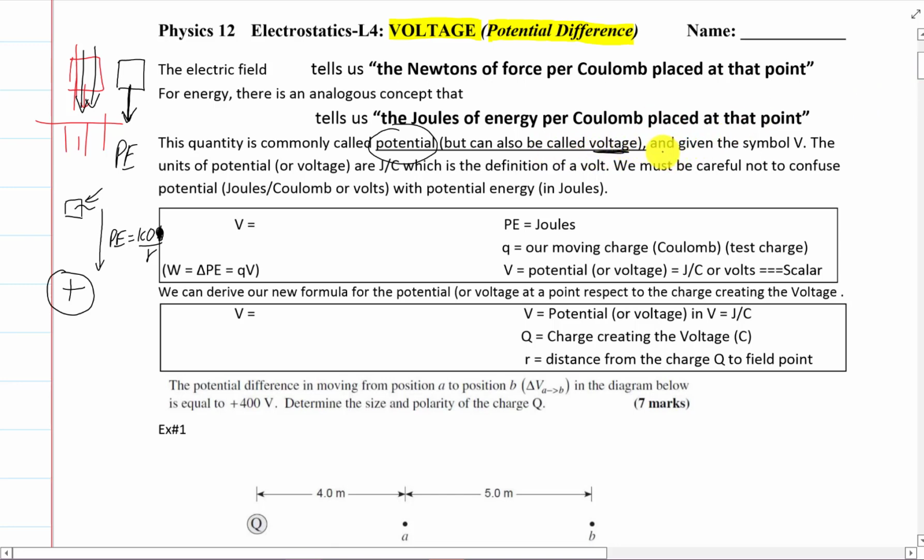Now, not really, voltage is the change in potential. It's a potential difference, and we give it the symbol V. The units of potential are joules per coulomb. It'll have so many joules of potential energy depending on how many coulombs of charge we put in this location. This is still a location here, and we have to be careful not to confuse joules per coulomb with just joules.